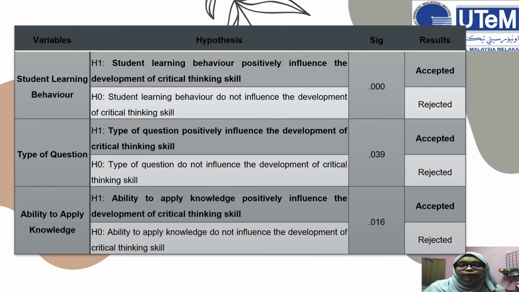Therefore, the hypothesis that student learning behavior positively influences the development of critical thinking skill is accepted. And type of question positively influences the development of critical thinking skill is also accepted. And ability to apply knowledge positively influences the development of critical thinking skill. This hypothesis is also accepted.